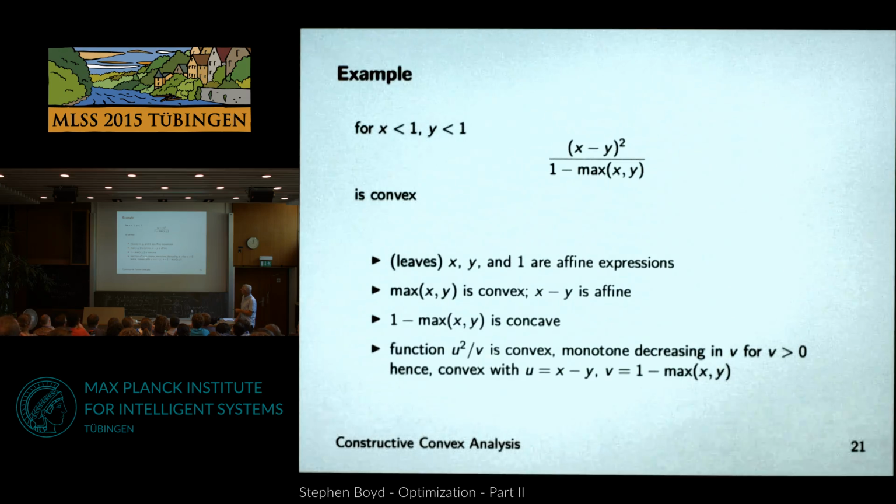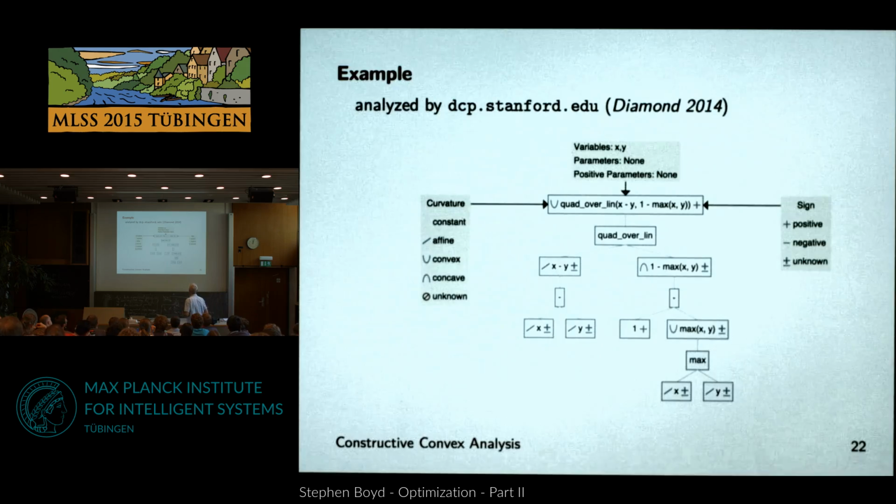It's monotone decreasing in v. The domain is v positive. And therefore, the whole thing is convex, right? Because in the first argument, this is u squared over v with u equals x minus y, which is affine. And v is going to be 1 minus max of x, y, which is concave. To expand that, max is convex, so 1 minus max is concave. Okay? So that's it. So here's a picture of it.